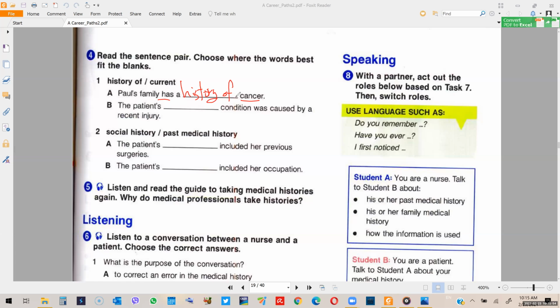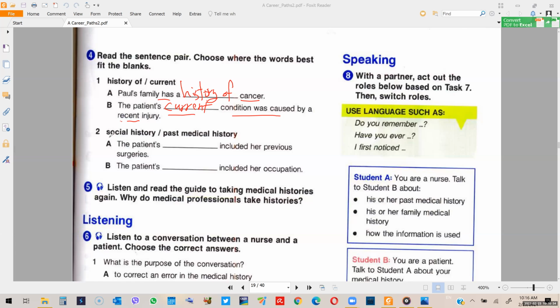The family has a history of cancer. That means many of its members have or had cancer in their lives. Or B, the patient's condition was caused by a recent injury. So the patient's current condition, current means now, present condition, it means what is happening now, was caused by a recent injury.